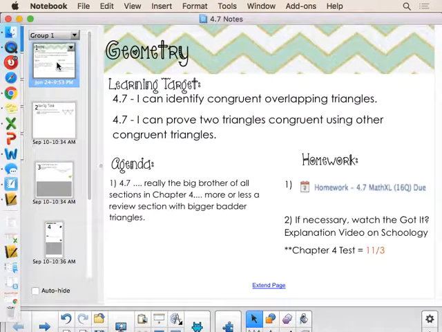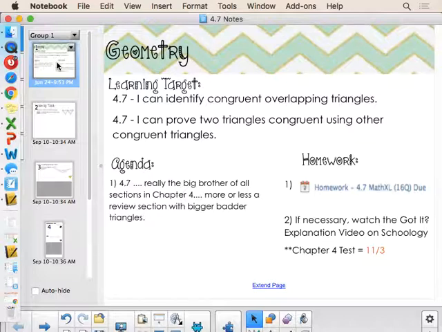Go over the warm-up, plan for the day. Today is 4.7. This is the final section of Chapter 4. Essentially, this section is just a giant conglomeration of all the six sections leading up to this point. It's going to help you review for your test, which is scheduled for Thursday.